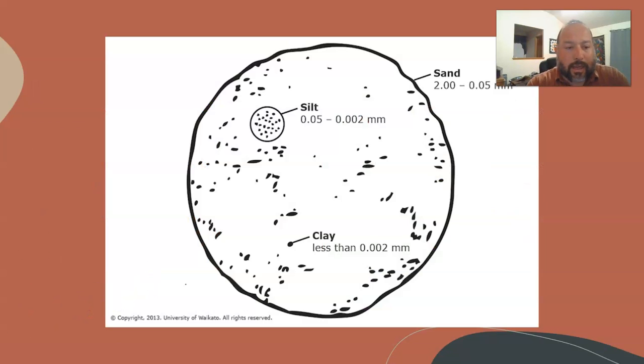So just in going over what we've kind of talked about before, clay is our tiniest of particles. So if this is a particle of sand, that's what a particle of silt would look like. And then that little speck right there would be what a particle of clay looks like.